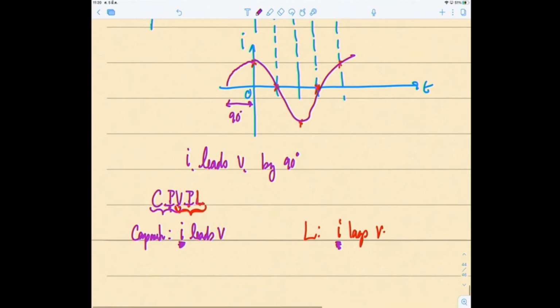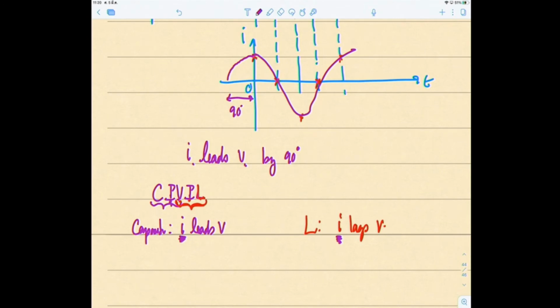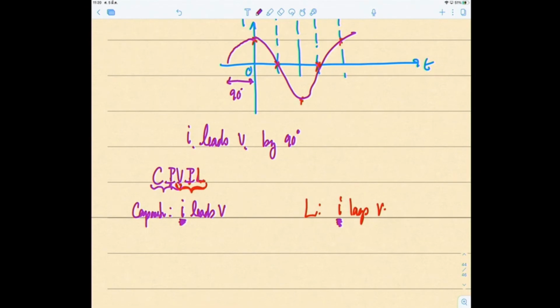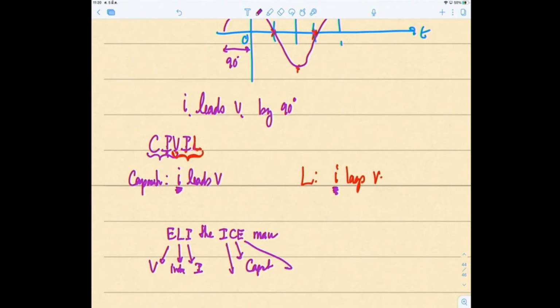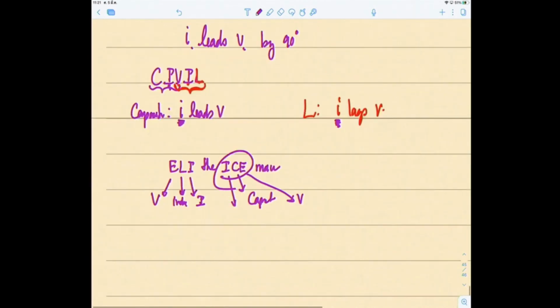But what I learned from my teacher in America is the phrase ELI the ICE man. In this case, instead of V, we put E in it. So for L, the voltage comes before I. For capacitor, the current comes before V. So I remember the word ICE only: I leads. And the inductor is the opposite. That's how I remember it. But it's your choice how you want to remember this, CIVIL or ELI the ICE man. It's up to you, or you can find your own way to remember. There's no strict rule to that.